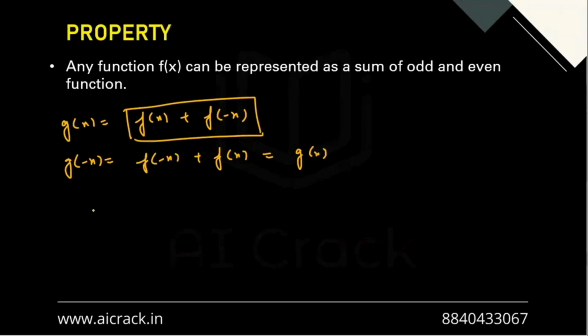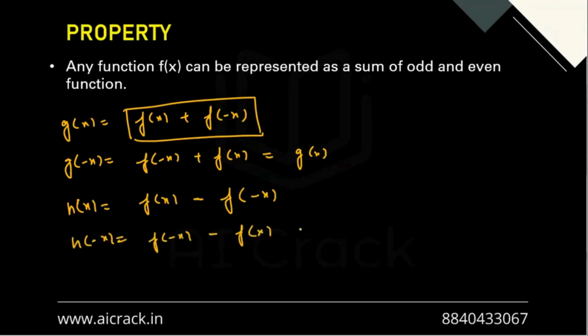Now let's take one more example. Let's say h(x) equals f(x) minus f(-x). Now if I write h(-x), we'll get f(-x) minus f(x), that is nothing but minus times f(x) minus f(-x). This is minus h(x), right? So we can see that the difference one is an odd function.